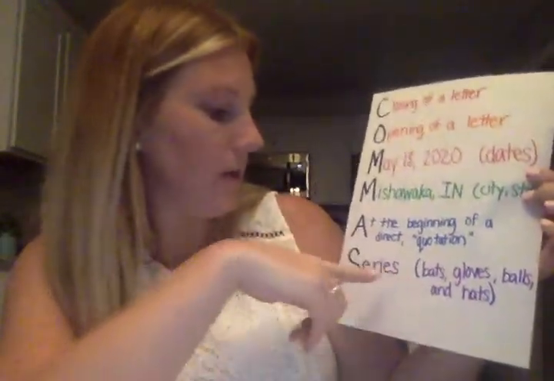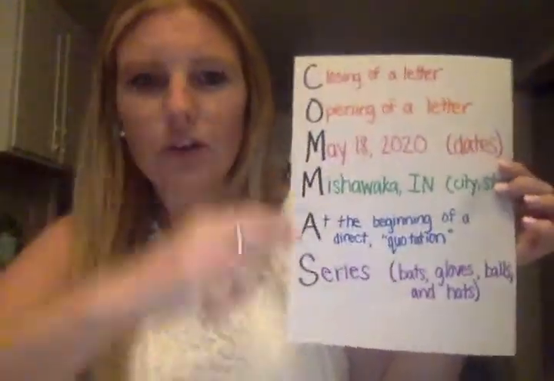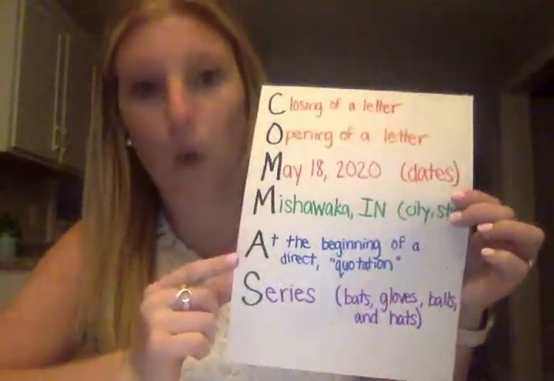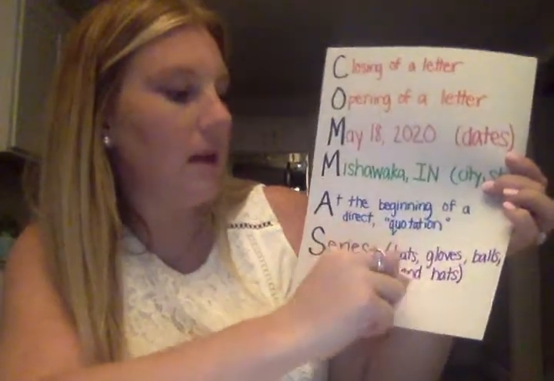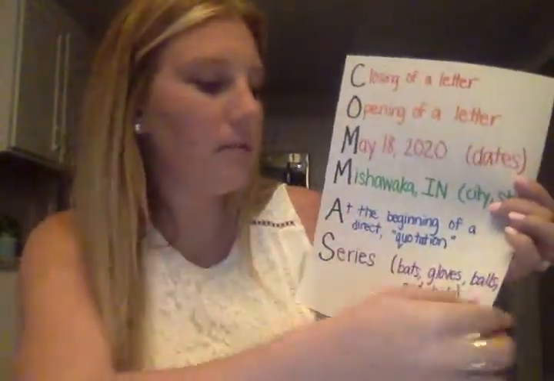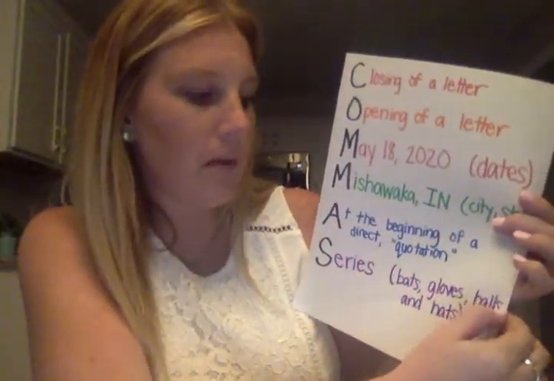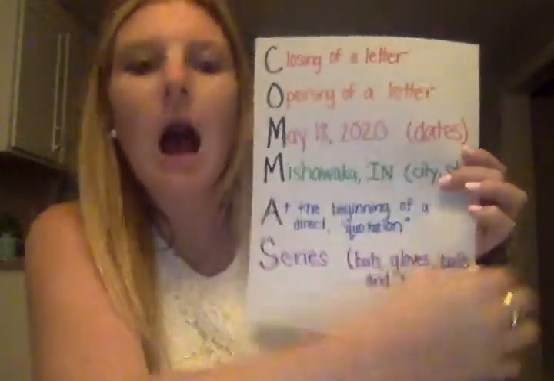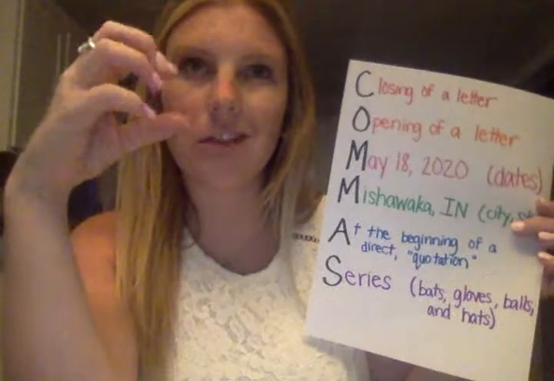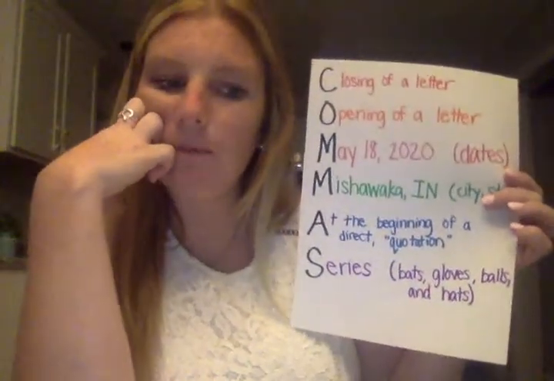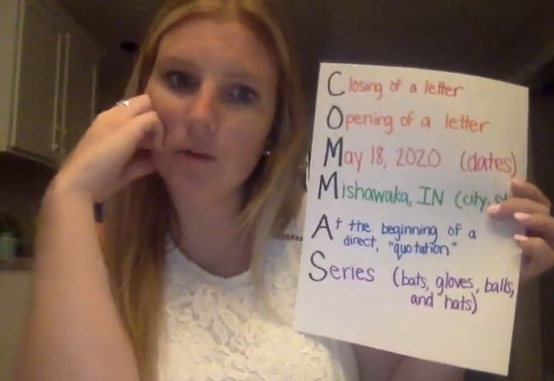And then series. So we call it items in a series. For this to work, I just called it S for series. So bats, gloves, balls, and hats. Some teachers will say you don't need to put a comma here right before the and. I put a comma. I've always put a comma before the and. I just think it looks cleaner and crisper. So I recommend putting a comma before and.